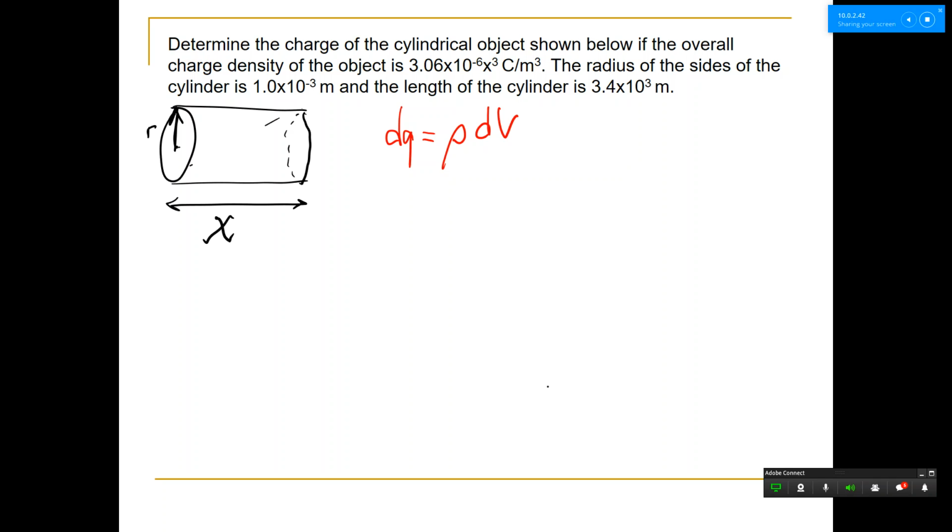All right. So now it's a bit more tricky. So let's fill in what we know. dq, we're going to integrate that later. It's going to become q. That's no problem. Rho is 3.06 times 10 to the negative 6 x to the 3 times dV. Now that dV is what's tricky. So how can we break this cylinder down into really small lengths? What would it look like?